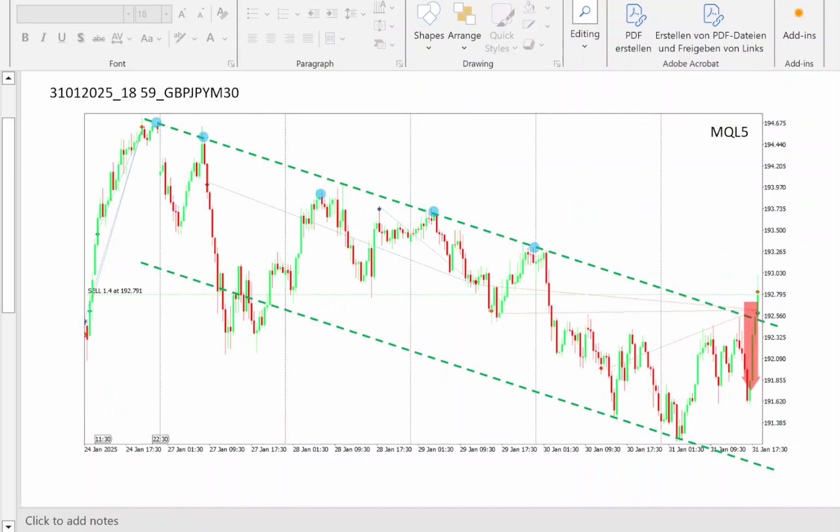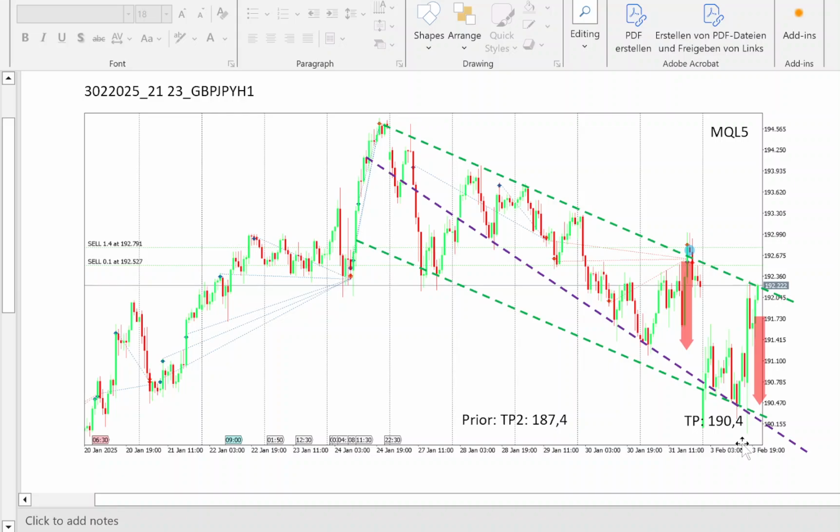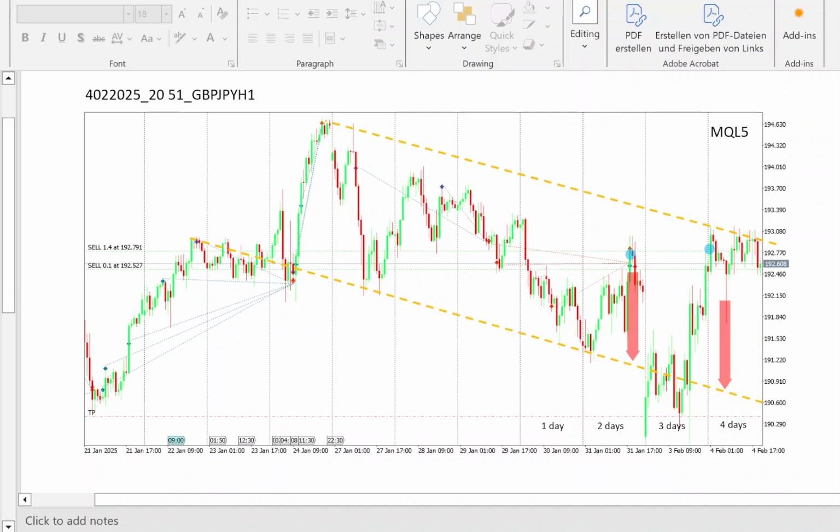So again, on the 31st of January, I said the price will go down a lot until 187.4. And then on the 3rd of February, I changed my take profit to 190.4. Here we are on the 4th of February, again with the signals issued on the 31st of January and on the 3rd of February. If we see the price development on the 4th of February, it was still going in range, so we had to wait a little bit more.